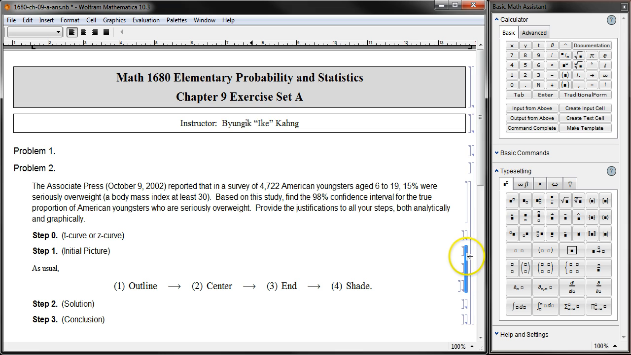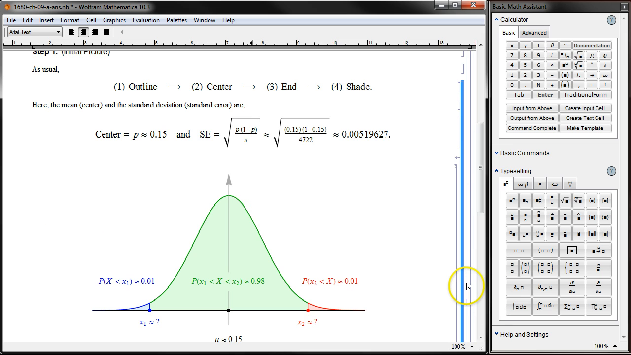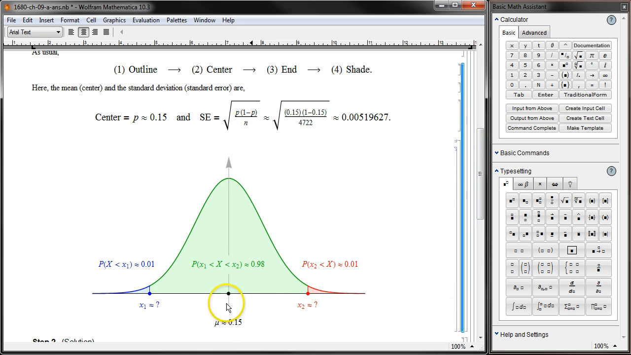Outline, center, end, and then shade. And then what is the center here? The problem said 15% was seriously overweight. That goes in the middle. Here we go. 15%. And we want 98% in the middle. And x1, x2, 1% to the left, 1% to the right, blue and red respectively. And we are looking for these endpoints, x1 and x2.